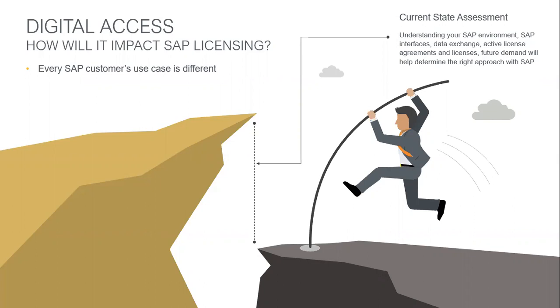But if you are actually facing a discussion with SAP on digital access, we definitely see a need to get a better understanding of your SAP environment, to take that picture that you see here, to know how fast you have to run, what kind of jumping pole you need, the flexibility of that pole, for instance, and to determine the angle you have to jump off at, and all these things to land safely on the other side.